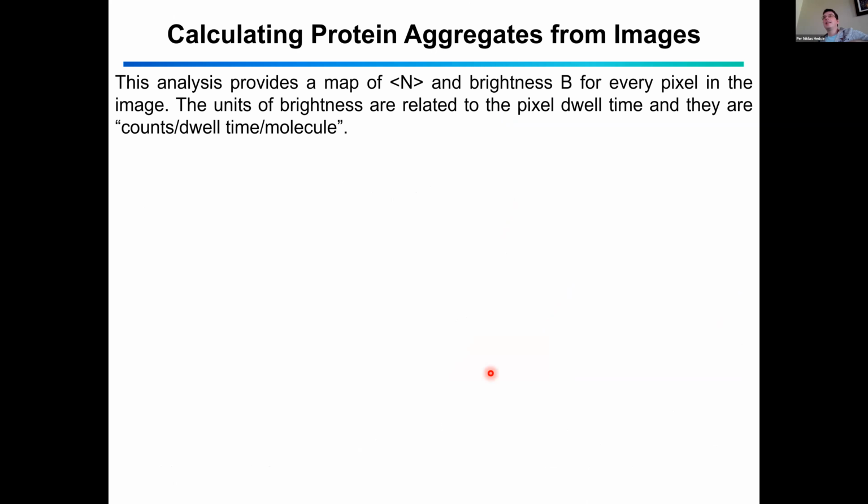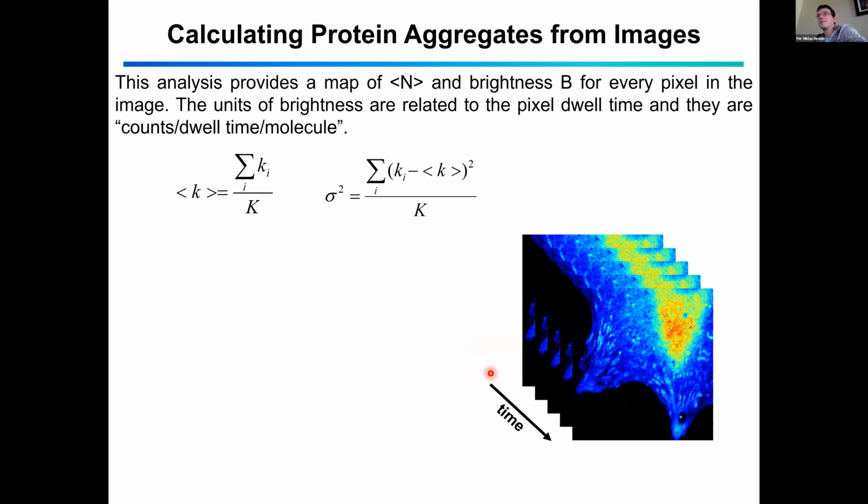And the brightness unit is related to the pixel dwell time of your system. So typically you quantify it in the unit counts per dwell time per molecule. But later, if you have a standard, a monomeric standard, you can then just normalize by that and then say, okay, these are the monomers, these are the dimers, these are the trimers, and so on.